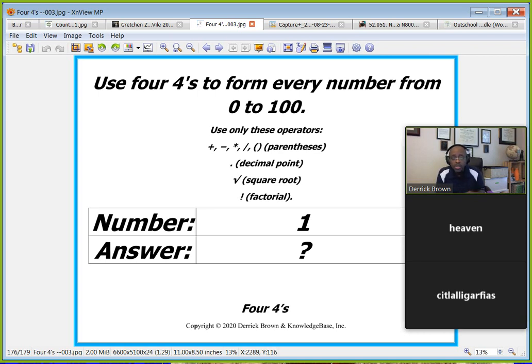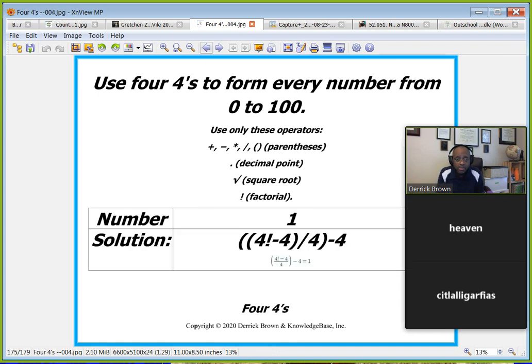Now I'm going to show you one example of how you create 1 using 4 factorial. Take a look at that one written the way you would write it on the keyboard, and then take a look at it the way you would write it in a math book. Is the best way for me to say that.